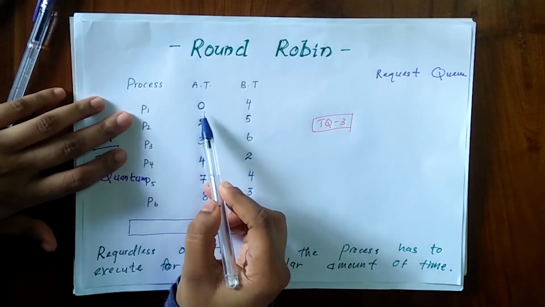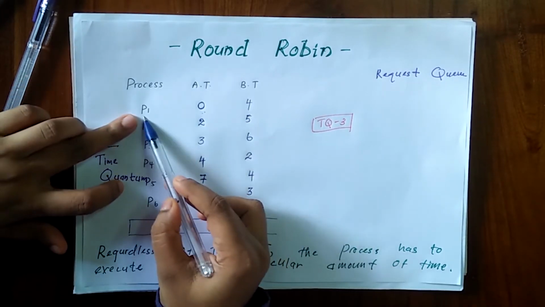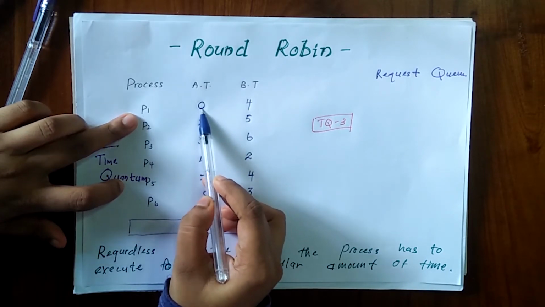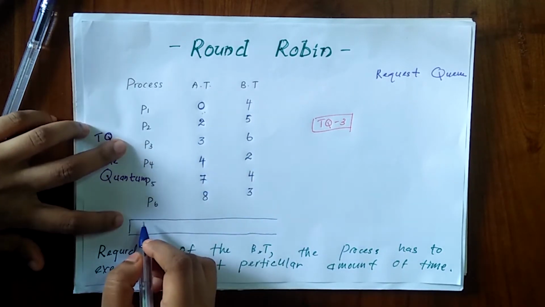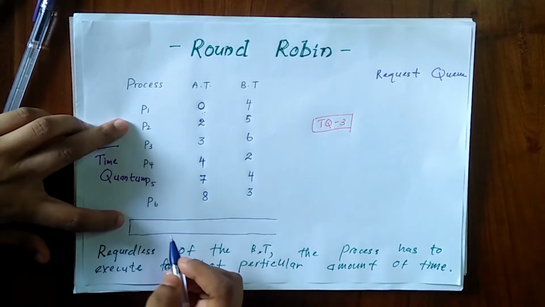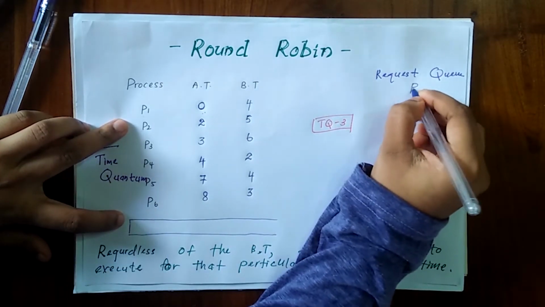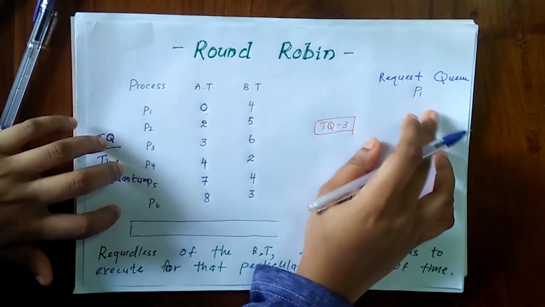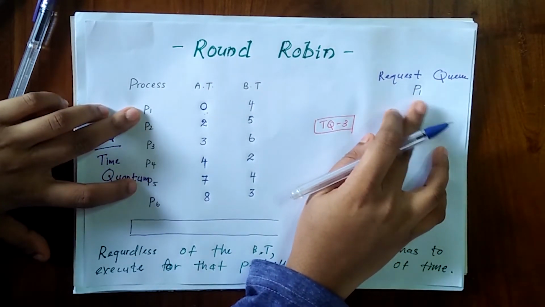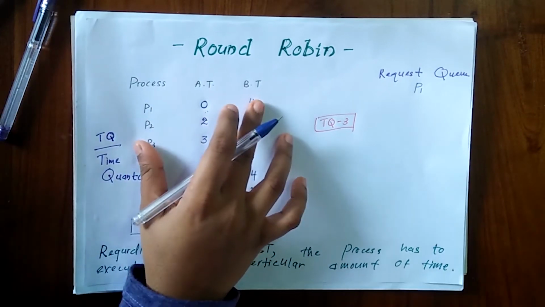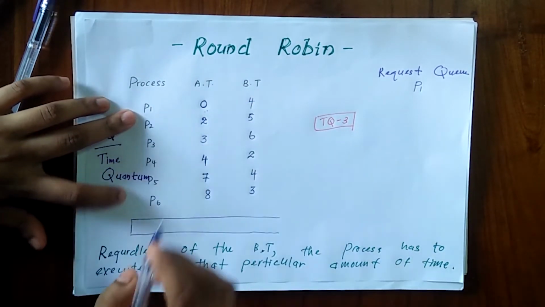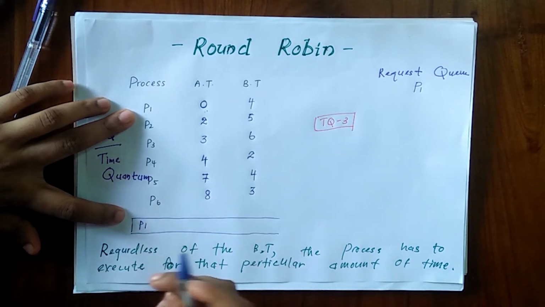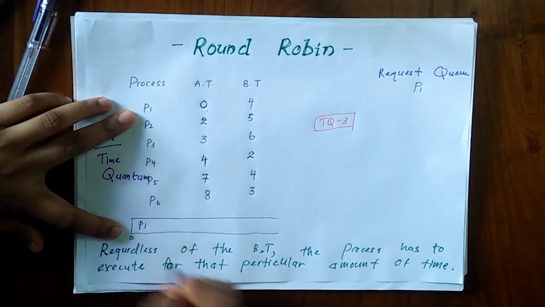Here you can see that P1's arrival time is 0. That means P1 comes to the queue first. So we have to start with P1, and we write P1 here. As usual, we write 0 here.